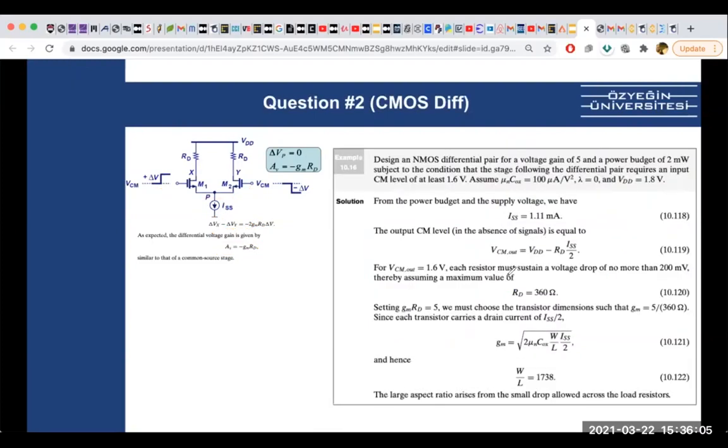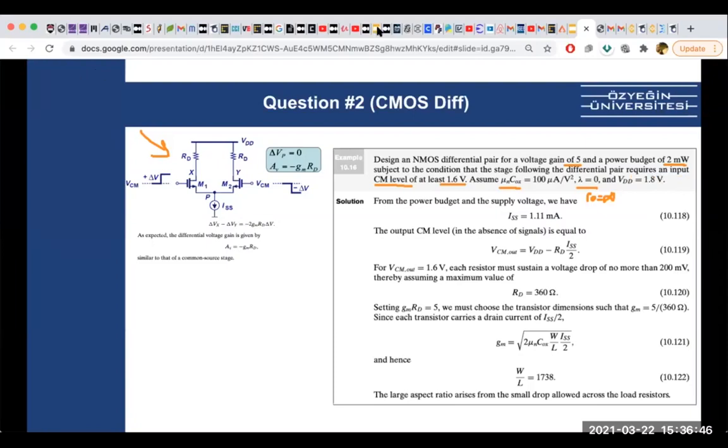A question regarding a CMOS amplifier. It says that a CMOS differential amplifier has a voltage gain of 5, a power budget of 2 milliwatts, and it requires an input common mode level of at least 1.6 volts. This is the mu and COX. The lambda is 0, which basically means R0 is infinity. And it says that VDD is 1.8.